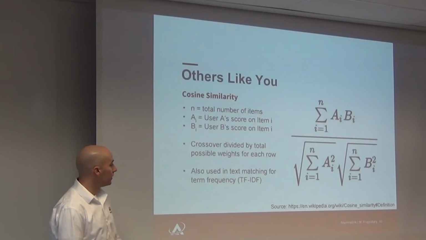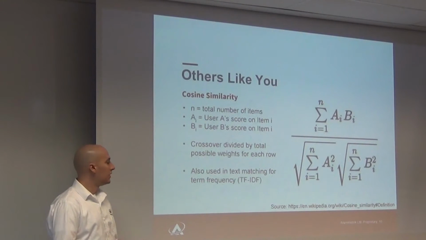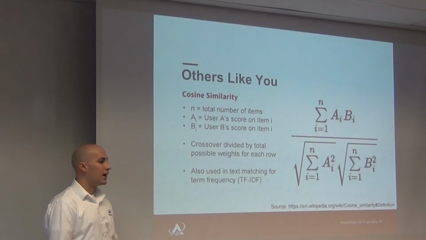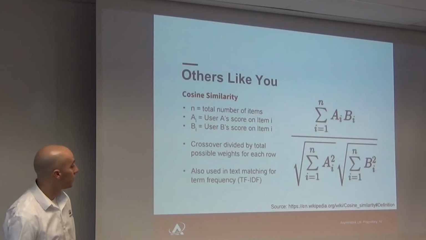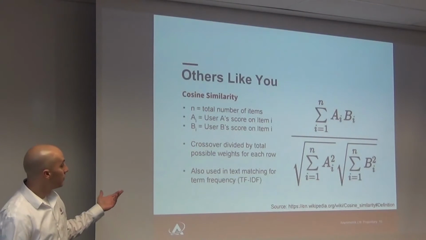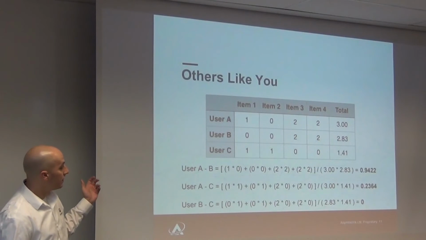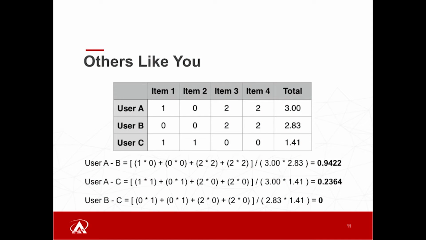This is also used in text matching. If a particular document has the instance of a word 20 times, another has an instance of a word 19 times, they're pretty similar based on the combinations of all those words and how much they appear in a document. But what we can do with this is then get your similarity to other people.